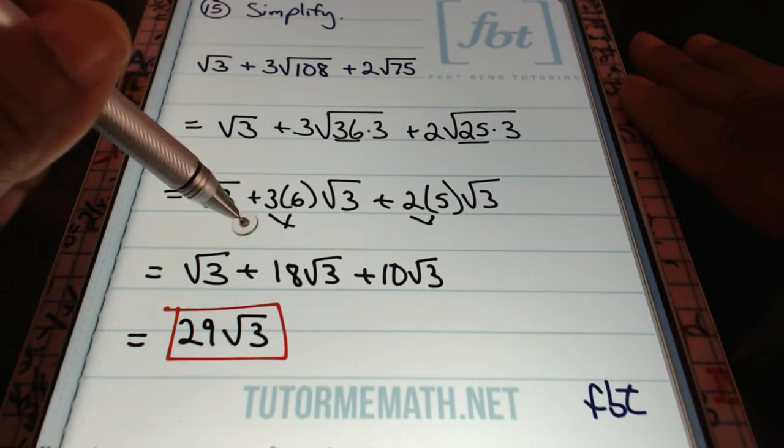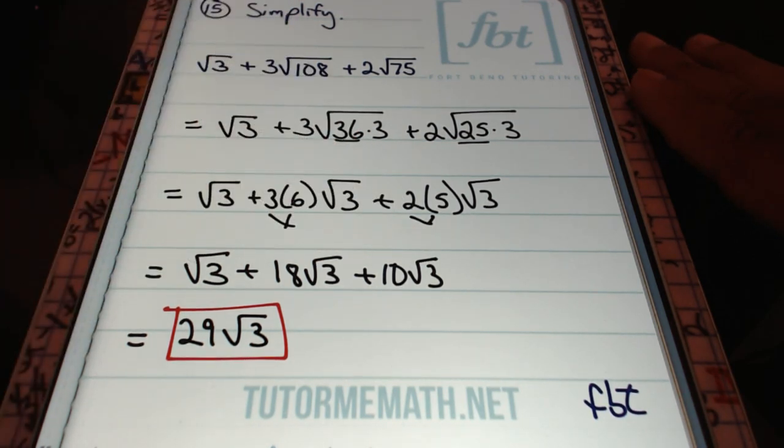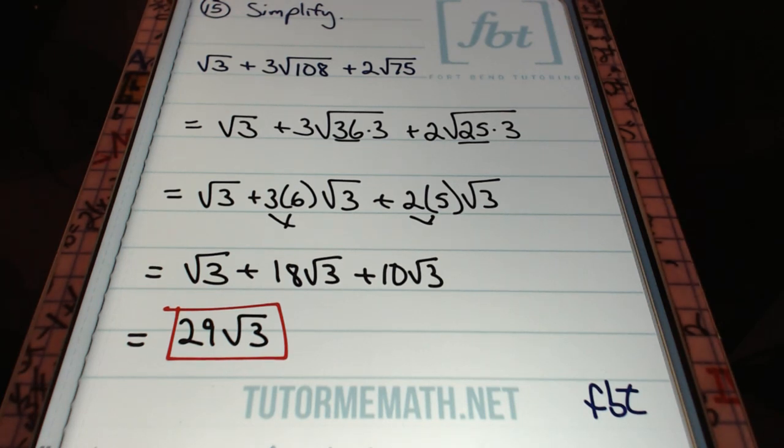See, you have like terms once you realize that all of your square roots are identical. They have to have the exact same root and radicand. And if there's any variables involved, the variables have to be identical as well for you to have like terms when it comes to adding or subtracting radicals.